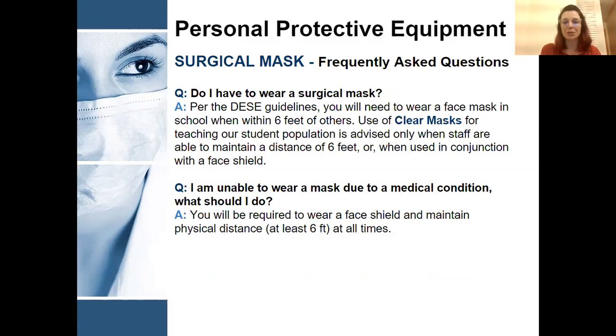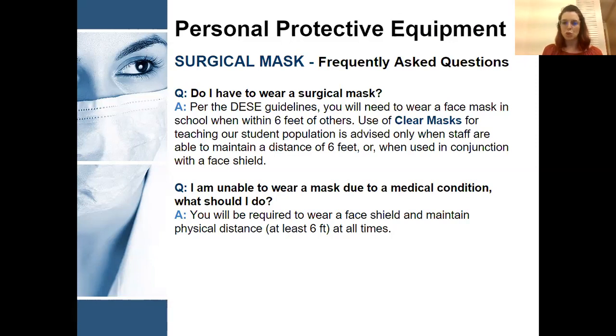Do I have to wear a surgical mask? So per DESE guidelines, you need to wear a surgical mask in school within 6 feet of others. You could use a clear mask for teaching our student population when you are either 6 feet away from that student or in conjunction with a face shield. The clear masks are not considered to be interchangeable with the surgical masks per the fall guidelines.